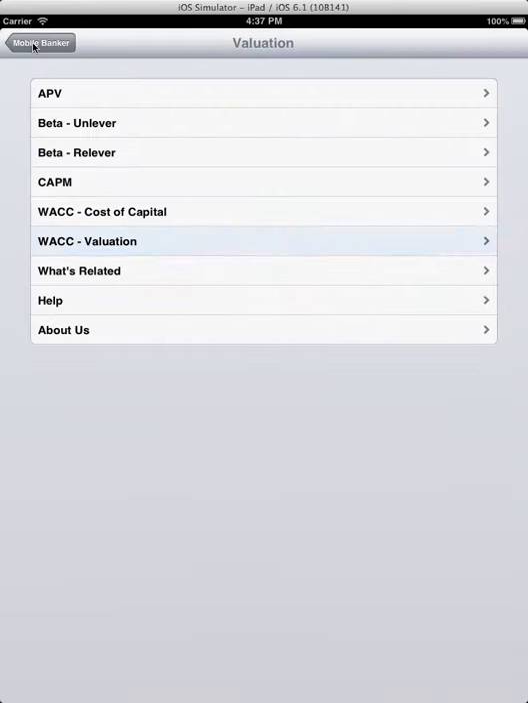So with this we went from APV to beta unlever, relever, then the capital asset pricing model, cost of capital using WACC, and WACC valuation. This application is also available on Android and BlackBerry platforms. To learn more about this and other applications, please visit businesscompassllc.com.